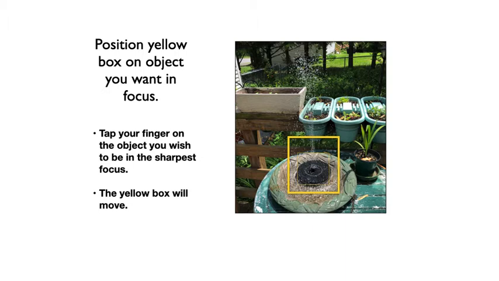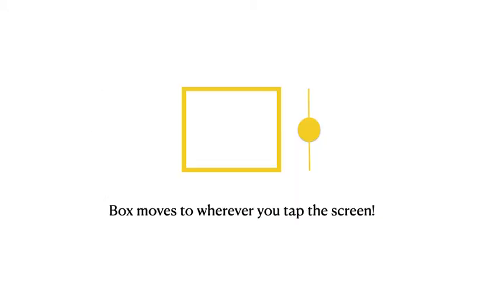But what I'd like you to notice is because I have the box focused on the foreground, the background, it's not totally out of focus, but it's a little fuzzy. And again, I want to emphasize the box will move, that yellow focus box will move wherever you tap the screen. You don't slide across the screen, you simply tap on the part of the image you want to be in the sharpest focus. Here's an example.